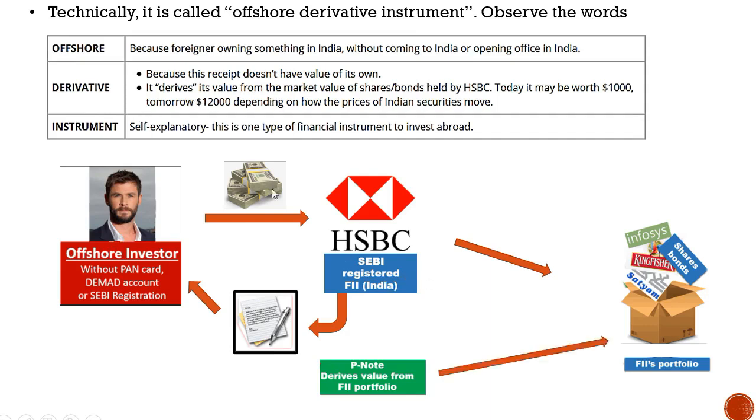It derives its value from the market value of the shares and bonds held by HSBC. Today it may be worth, let's say, $1,000. However, tomorrow it can increase to $12,000 also, depending on how the price of Indian securities moves. Third, instrument. Now that is quite self-explanatory. This is one type of financial instrument to invest abroad. So that's the reason participatory note is also called an offshore derivative instrument.